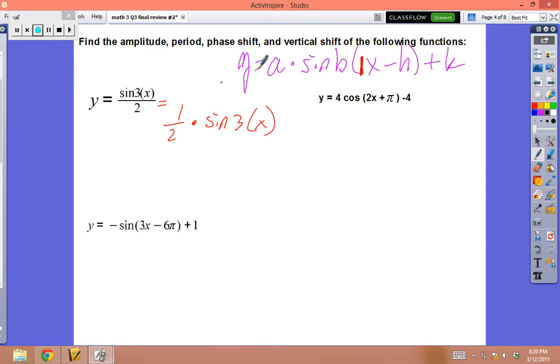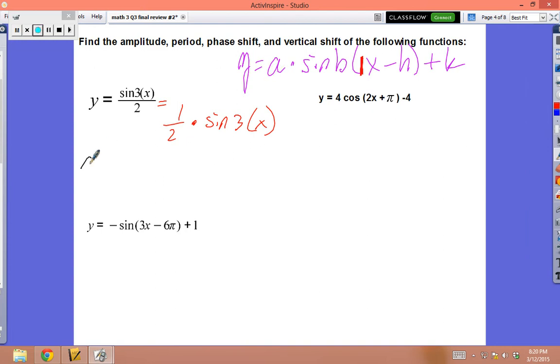So my amplitude is going to be 1/2. So my max is just going to go up to 1/2. And this 3 is b. That's going to change my period. So my period is 360 or 2 pi. I'm going to take 2 pi and I'm going to divide it by 3. So my new period equals 2 pi divided by 3.